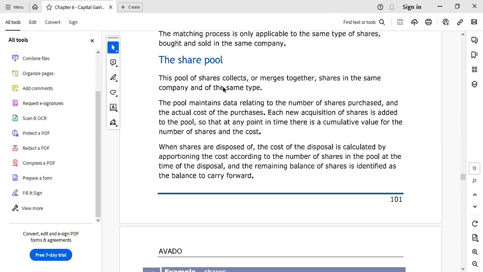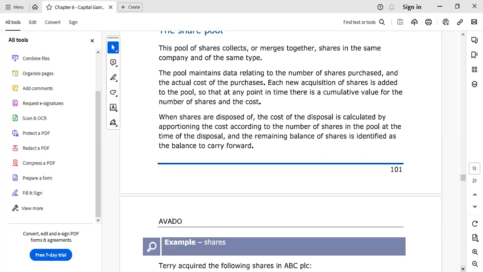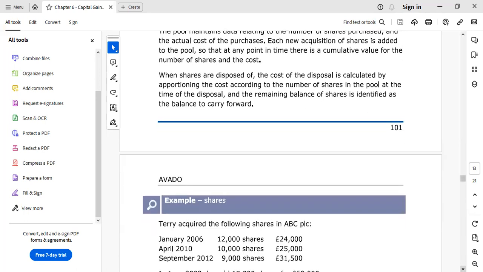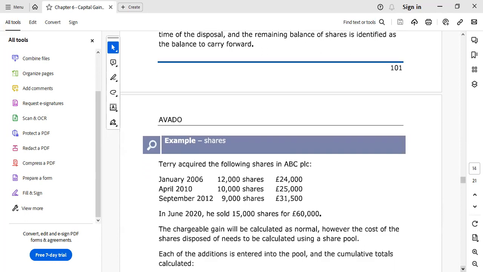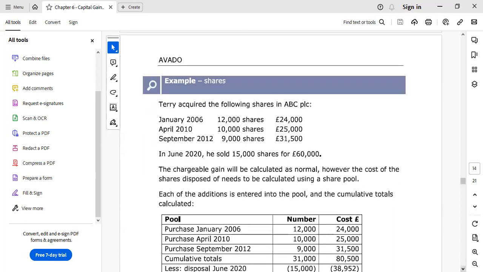The pool of shares collects or merges together shares in the same company and of the same type. The pool maintains data relating to the number of shares purchased and the actual cost of purchases. So let's move forward and see an example, so it will be more clear to us.